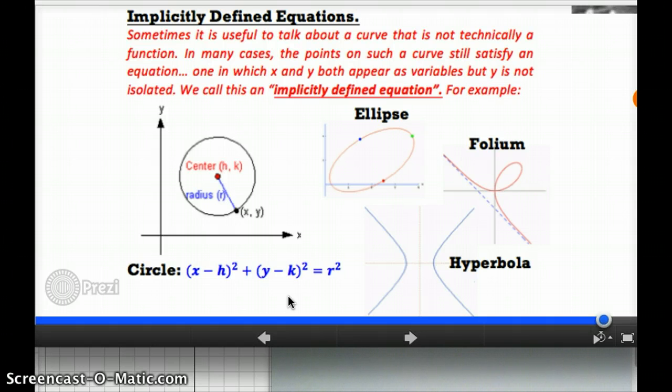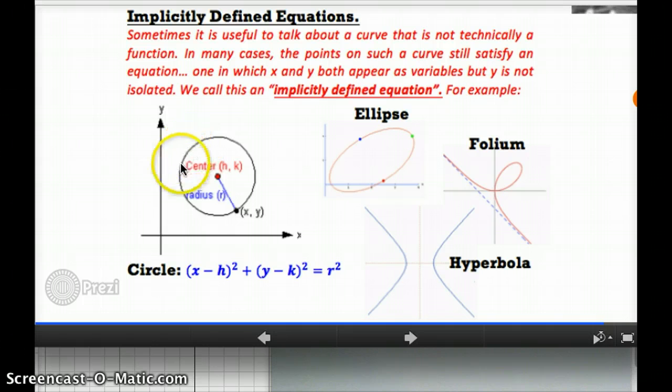The reason this isn't a function is because technically this equation is a formula for all of the points on the black line right here. And as you can see, it forms the shape of a circle. So circles, ellipses, folia, and hyperbolas are the four most common kinds of shapes that we might want to talk about using implicit equations. You do not need to memorize these terms.